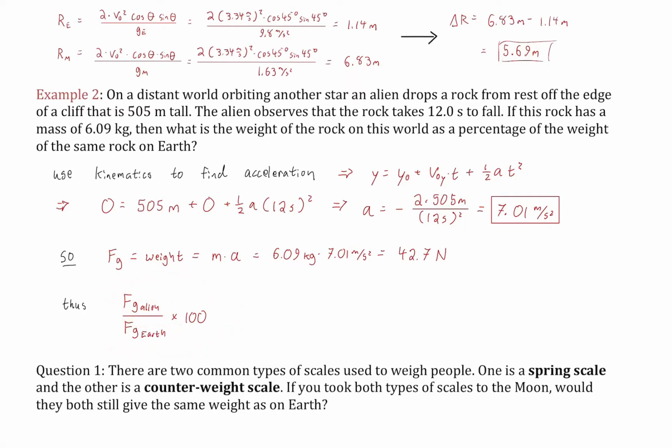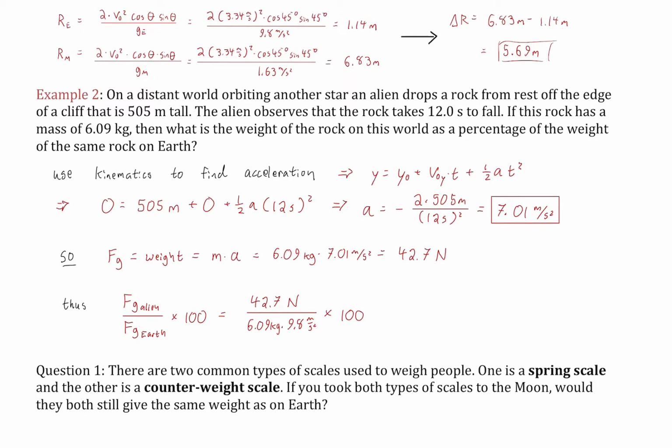This will then give me the percent of the weight on the alien world as compared to Earth. Okay, plug in our numbers. Right here in the denominator, this is just going to be the gravitational force on the object on Earth. In other words, its weight. We can see it's going to be significantly bigger.